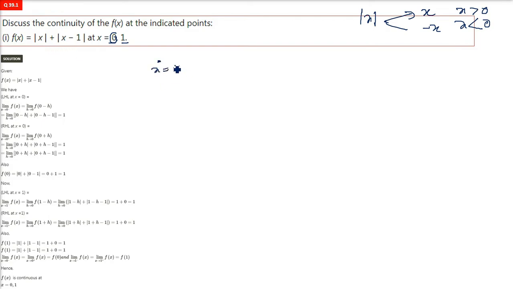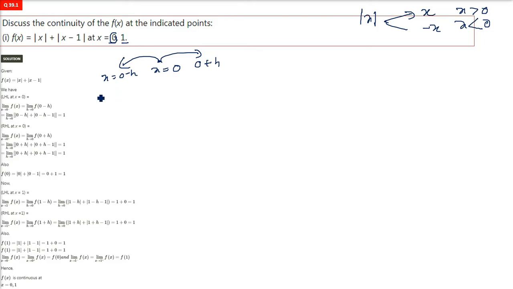So we have to check at x equal to 0 one time, and then later we'll check for x equals 1. So for x equals 0, we will put x as 0 minus h for the left hand limit, and x as 0 plus h for the right hand limit respectively.